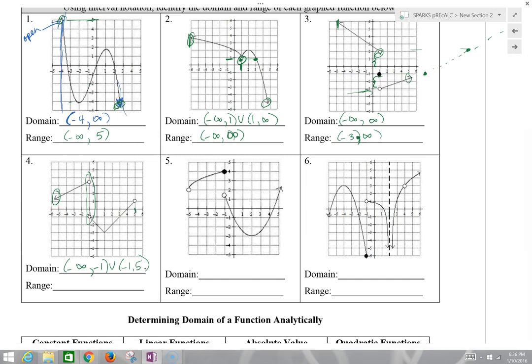Then our range, let's see, lowest value. No, the lowest value is wherever this is going, which is negative infinity.